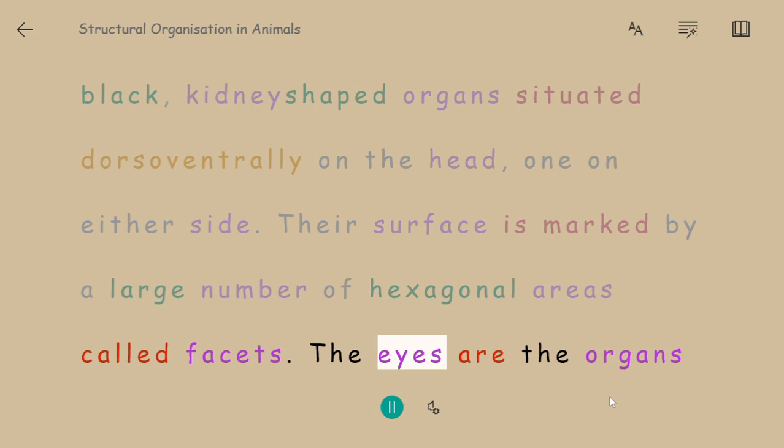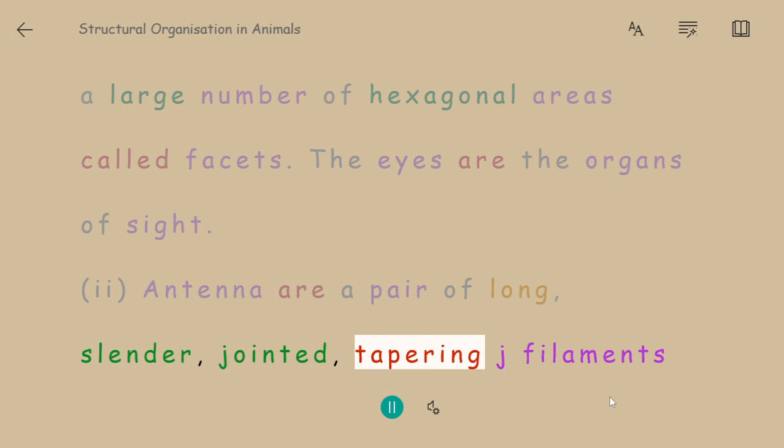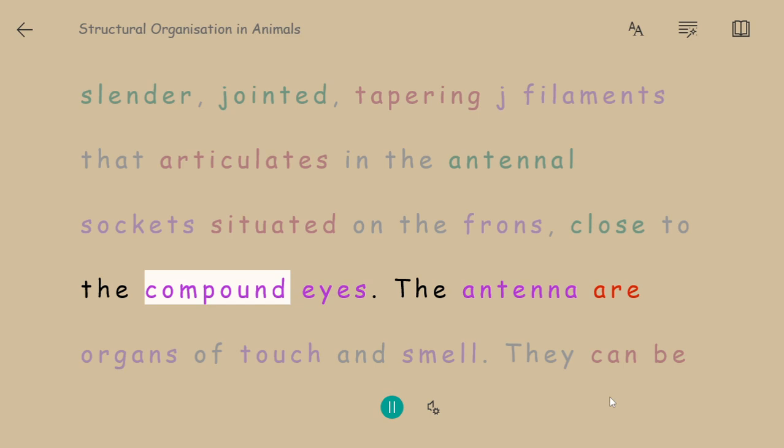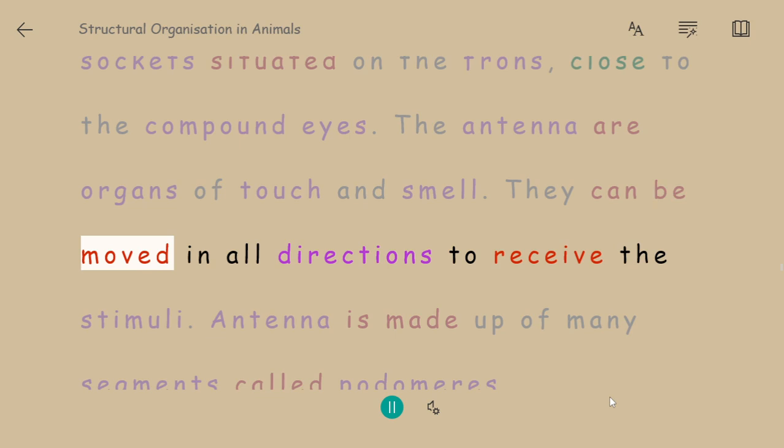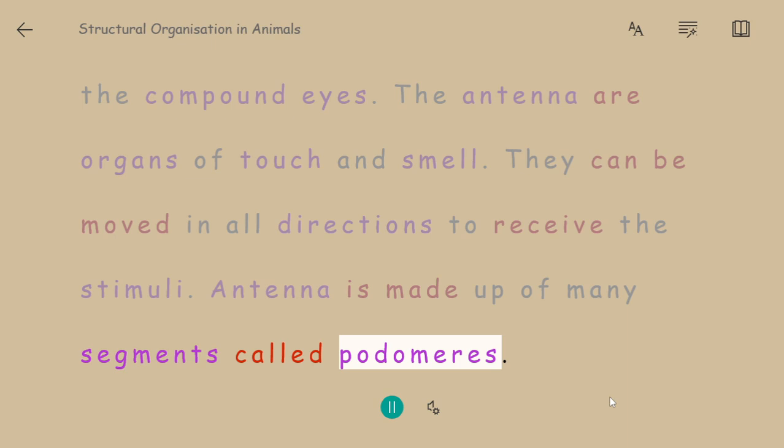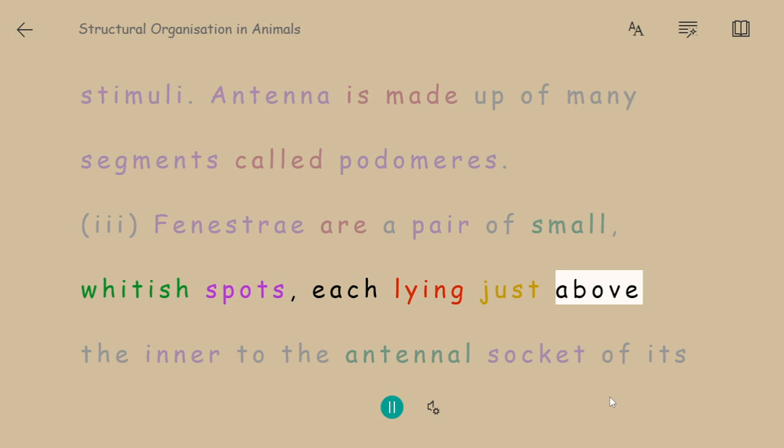Two, antennae. Antennae are a pair of long, slender, jointed, tapering filaments that articulate in the antennal socket situated on the frons, close to the compound eyes. The antennae are organs of touch and smell. They can be moved in all directions to receive stimuli. Each antenna is made up of many segments called podomeres. Three, fenestrae. Fenestrae are a pair of small, whitish spots, each lying just above the inner side of the antennal socket on its side. They are sensitive to light.